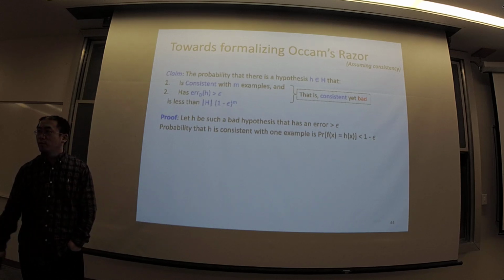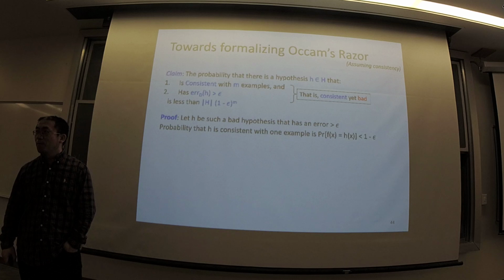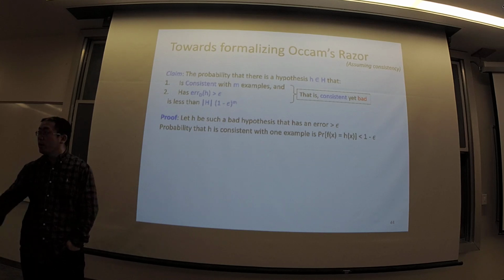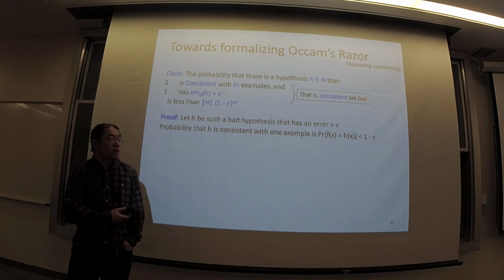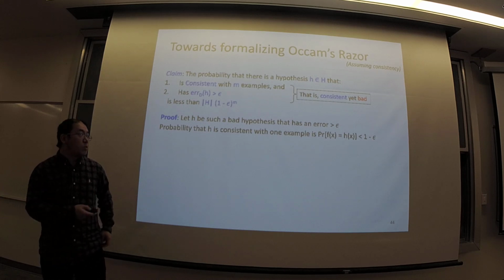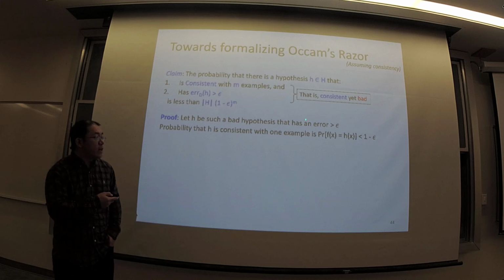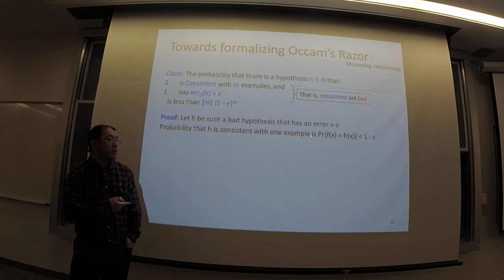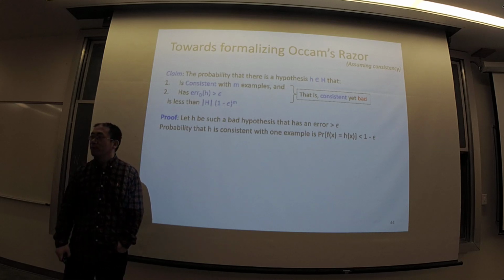Why? It's equal to 1 minus the probability that f of x is not equal to h of x. Yes, because it's the definition of the error. The definition of the true error is the probability that I make a wrong prediction. So now the probability that you make a wrong prediction is bigger than epsilon, then the probability that you make a right prediction is less than 1 minus epsilon.